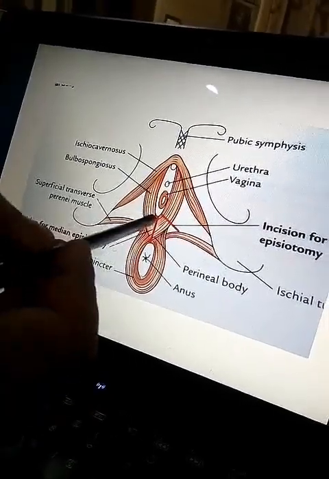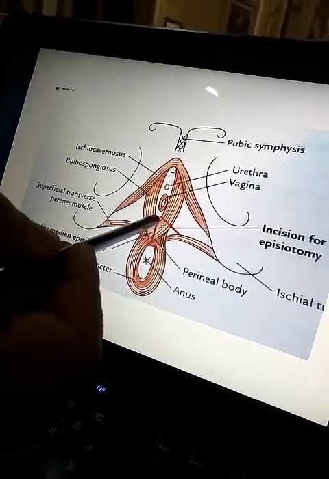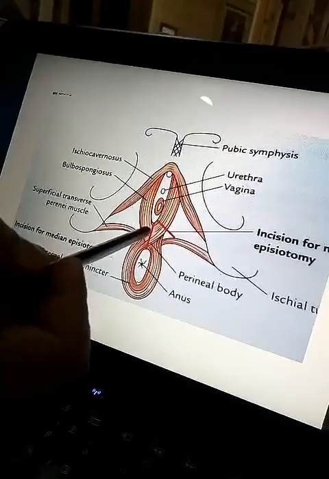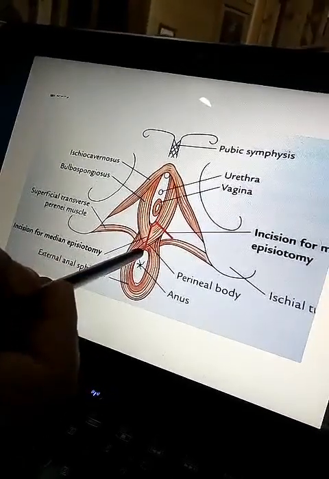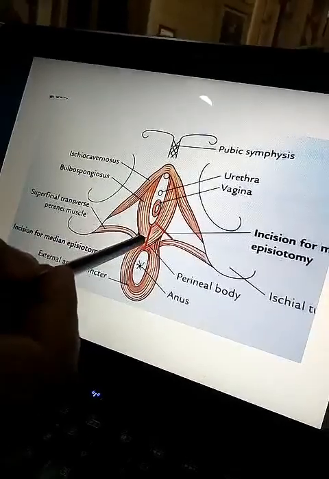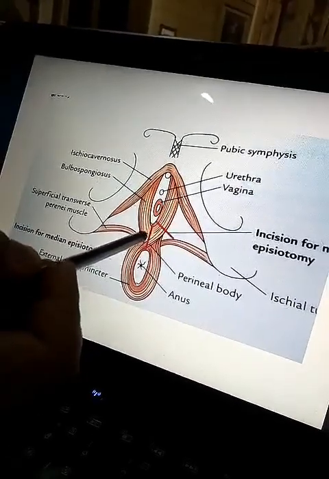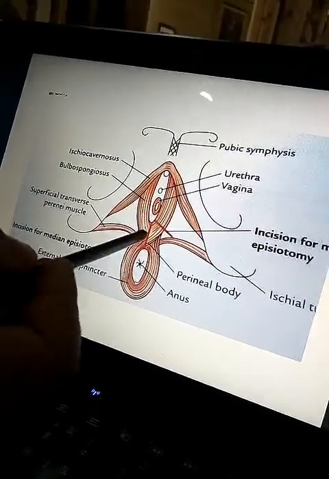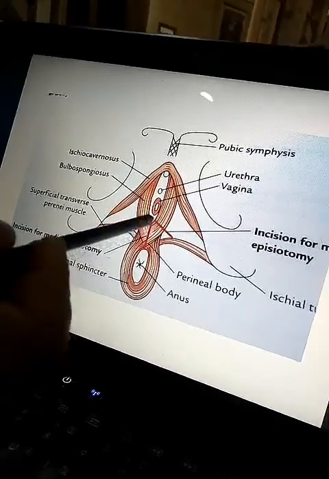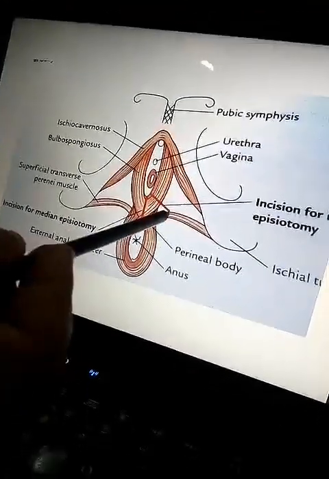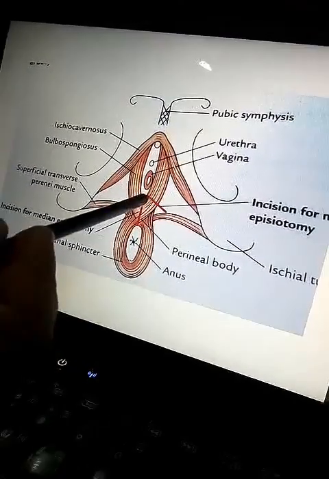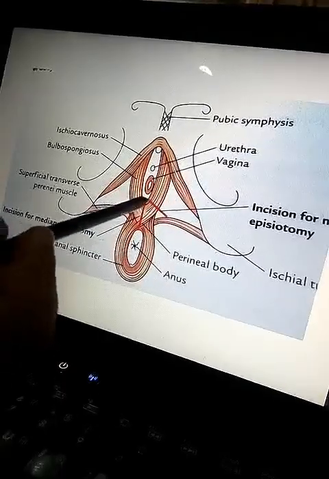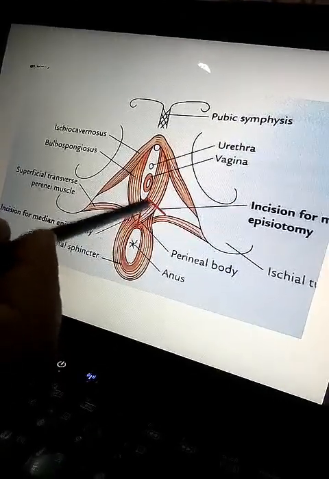In the median episiotomy, the incision begins at the frenulum of labia minora and proceeds backwards in the midline up to the external anal sphincter. It cuts through the skin, vaginal wall, perineal body and superficial transverse perineal muscles. Sometimes it may cut the external anal sphincter. Now mediolateral episiotomy is an incision that begins at the labia minora and proceeds laterally at an angle of 45 degrees. It cuts through the skin, vaginal wall and bulbospongiosus muscle.